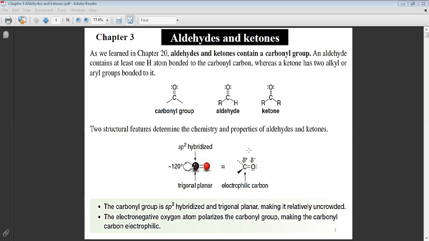Okay, look here, and he said this makes it relatively uncrowded. That means from the top and from the bottom, or from this side, it is an open side, not crowded. That means it will be easy to attack from this side.